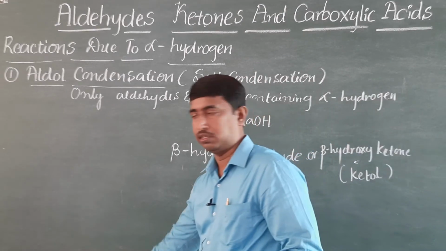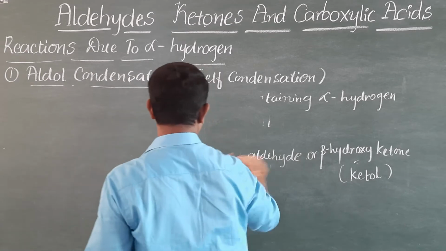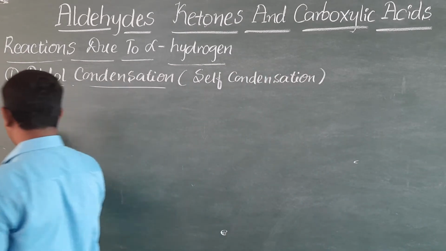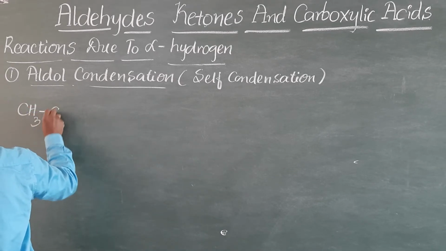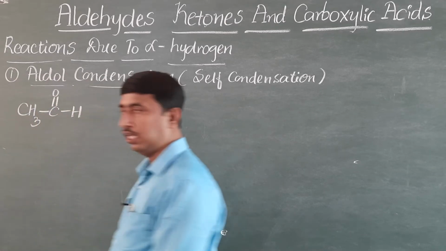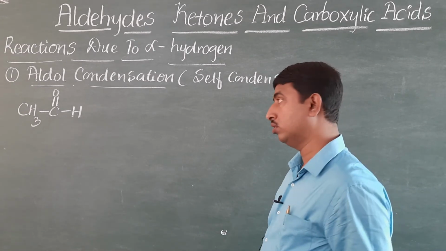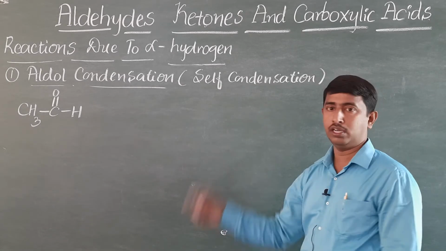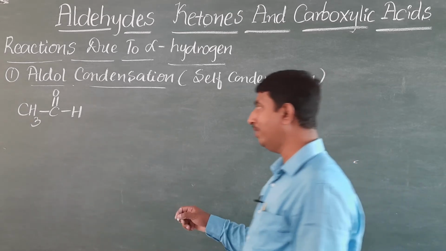Now we can write the equation. I will take acetaldehyde, or it is ethanal. See, this is ethanal. Ethanal means al means aldehyde, eth means 2 carbon atoms. I have to take 2 molecules. Self reaction, it is taking place between the same 2 molecules. So it is called as self condensation. Write one more molecule.